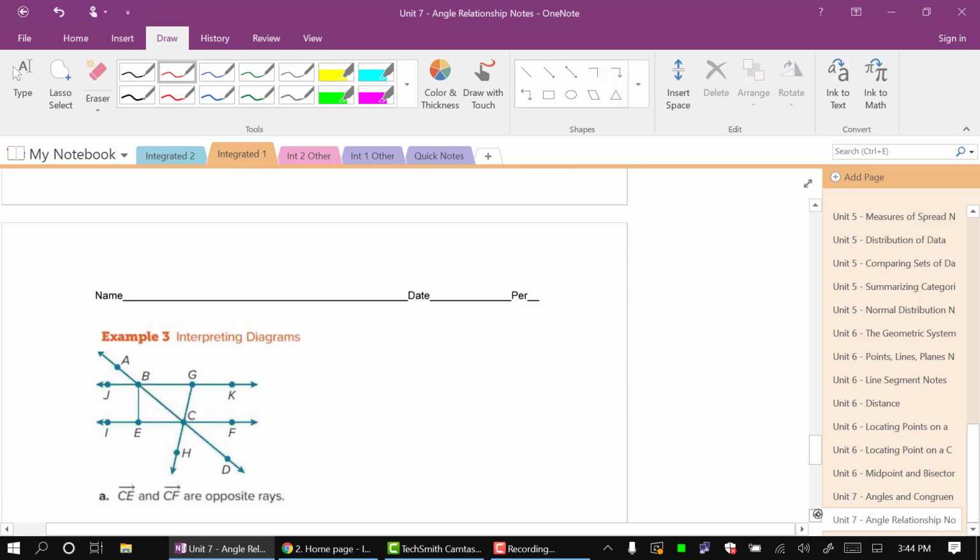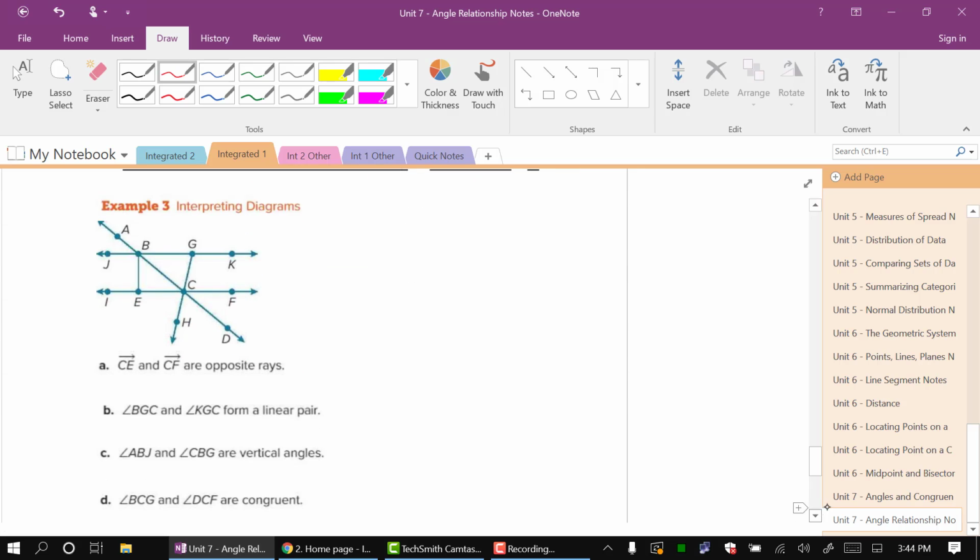So now we want to interpret this diagram. We're going to come back to this diagram and say if it works or if it doesn't work, just like that last little note that we had. The first one, ray CE and ray CF are opposite rays. CE and CF. Yes, they are. C is the common endpoint.